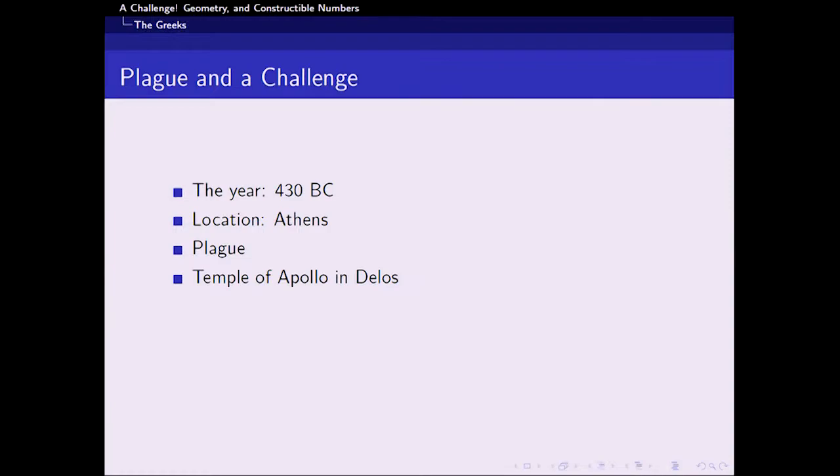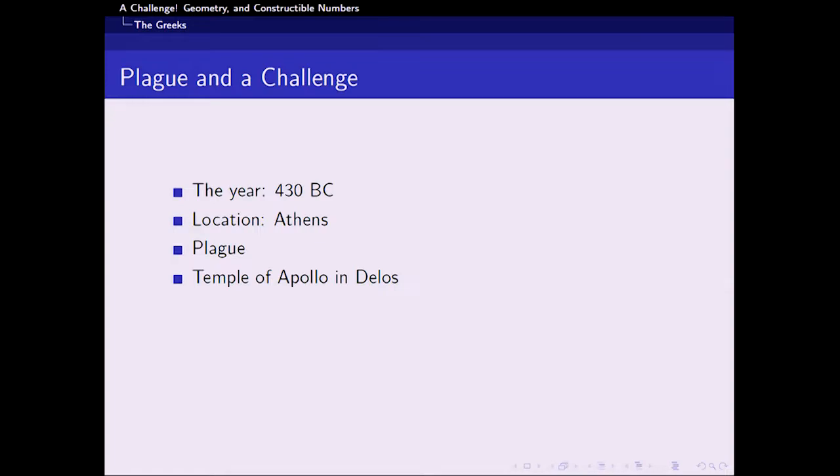So as mentioned, this isn't original research. This is something that has already appeared in a bunch of literature, but it's something that I found really interesting, and so as a result, I want to tell you guys about it. So we'll start with the story: the year 430 BC, location Athens.